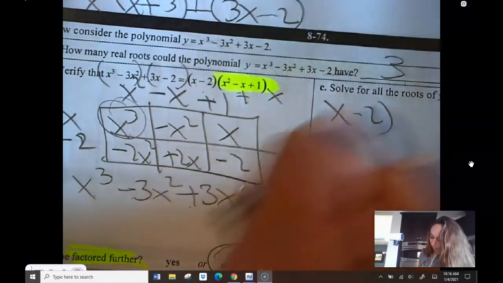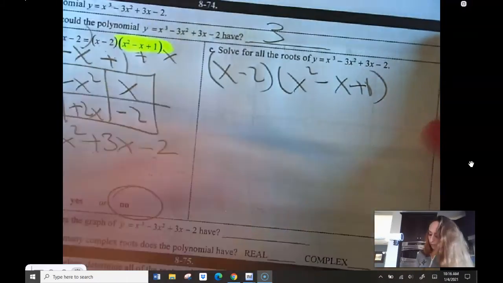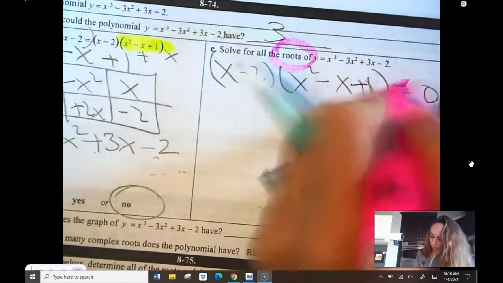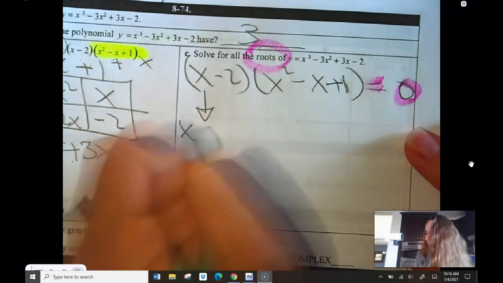So I'm going to rewrite what I have. Zoom that out a little bit. So I'm setting it equal to 0 when they're asking for the roots. Let me just double check, setting it equal to 0. Okay, that one's no problem.